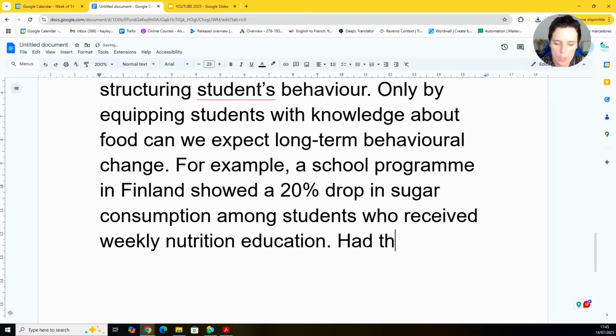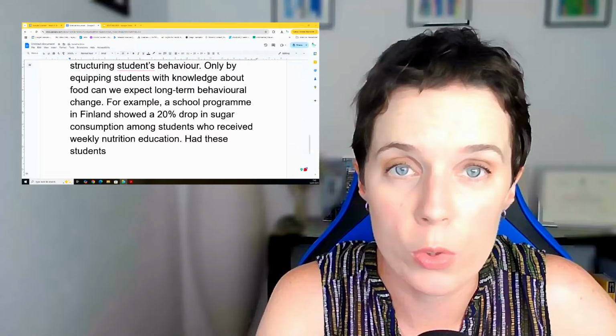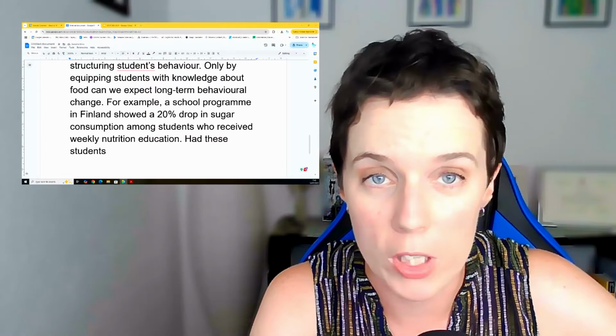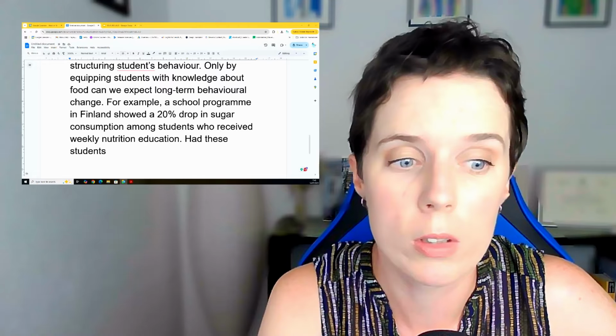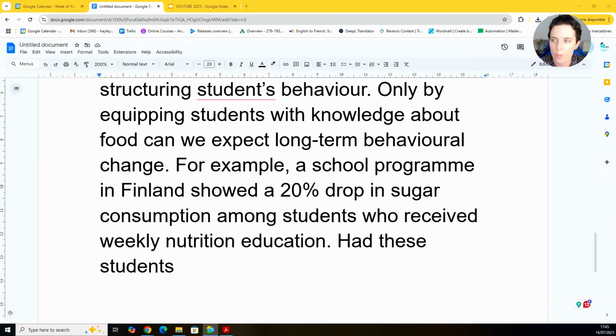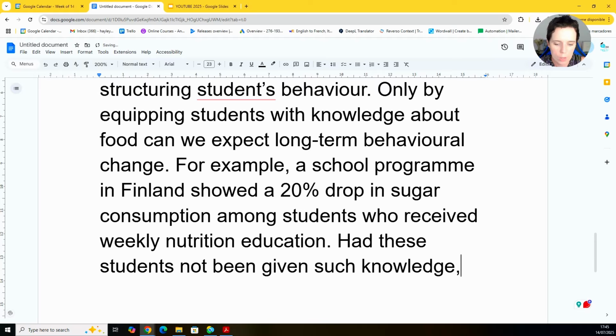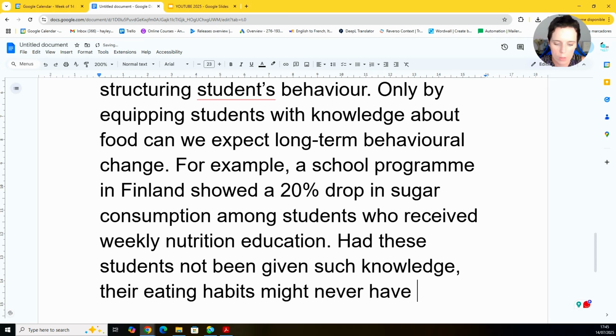So let's say had these students, I'm going to even use an inverted conditional. If you don't know how to use inverted conditionals, look up there. I've got a video for you. If you can use them in your exam, you'll get very high marks. Okay, but I'm going to do that now. So had these students not been given such knowledge, their eating habits might never have changed.